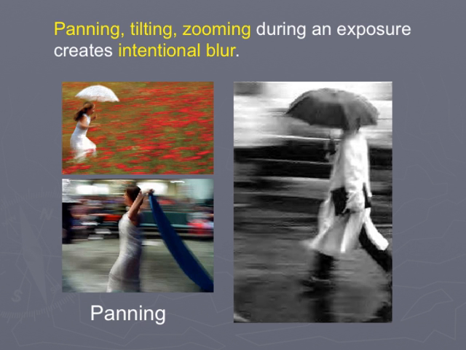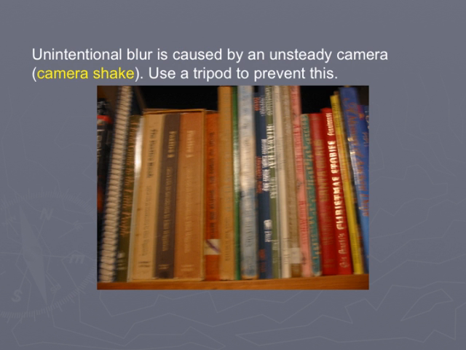Now, occasionally we do use the slow shutter speed and we get what we didn't intend, which is a blurry picture overall. And I'm sure many of us have taken blurry photographs like this. Unintentional blur caused by camera shake. If you're using slow shutter speeds below a 60th of a second, use a tripod to help prevent this.